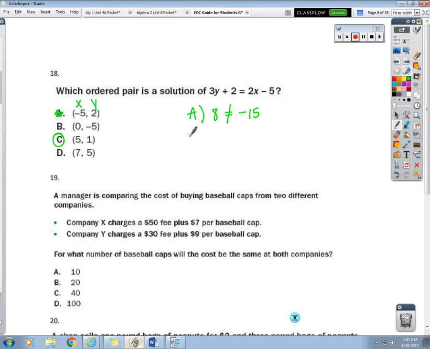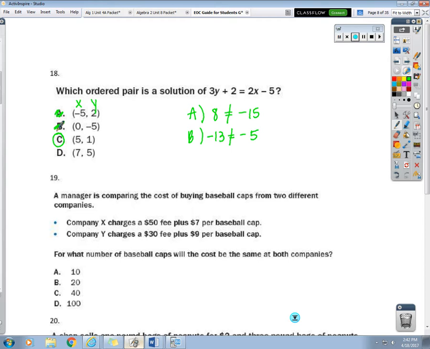Then you would go to choice B. You would plug in 0 for the x and -5 for the y. What's 3 times -5, plus 2? And what's 2 times 0, minus 5? Is that a true statement? No. -13 does not equal -5.